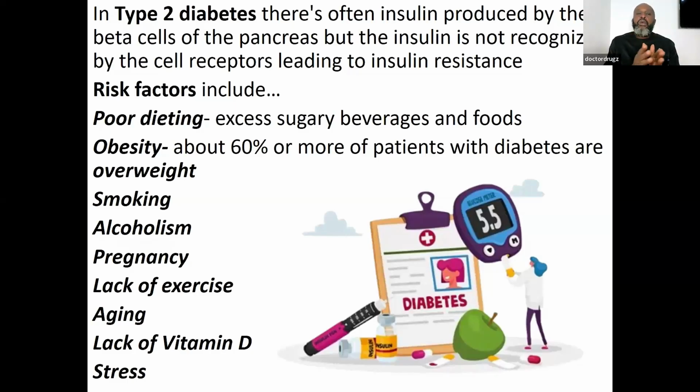Now, the risk factors include poor dieting, obesity. You can see that about 60% or more of patients with diabetes are overweight. Take note of that. Smoking, alcoholism, pregnancy, lack of exercise, aging, lack of vitamin D. Who knew that? Lack of vitamin D could actually provoke type 2 diabetes. Some people are always in the house watching movies, pressing phone, moving from AC to AC to AC. They don't even allow sun to touch their skin. You can see that it can predispose one to type 2 diabetes.